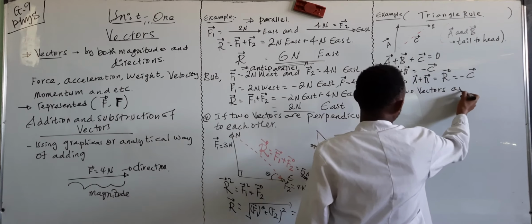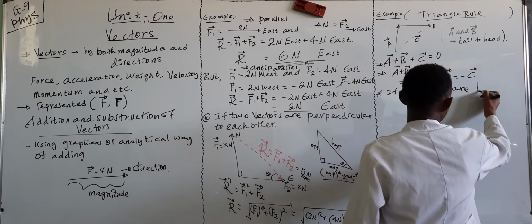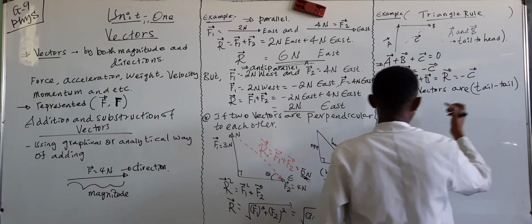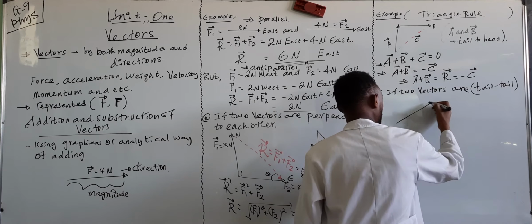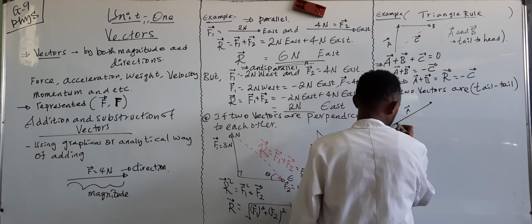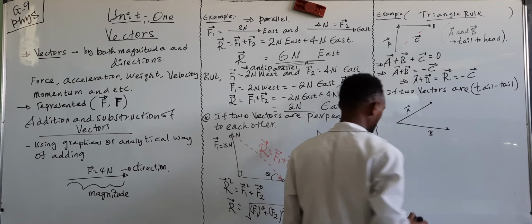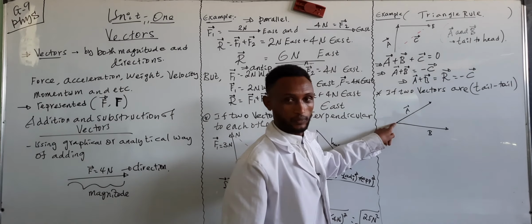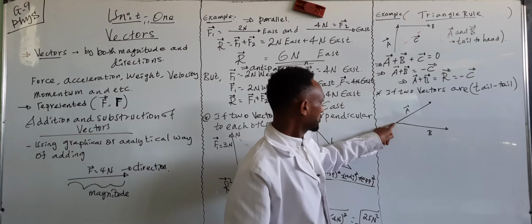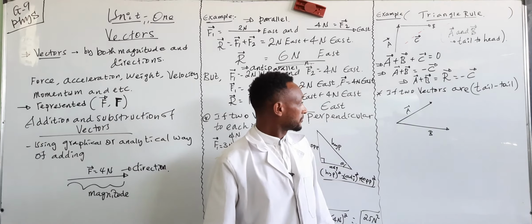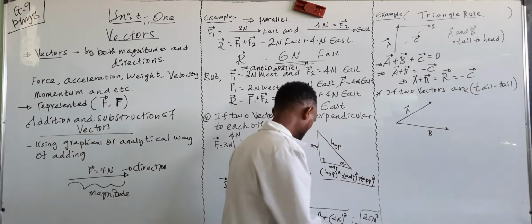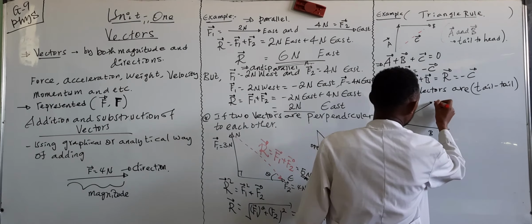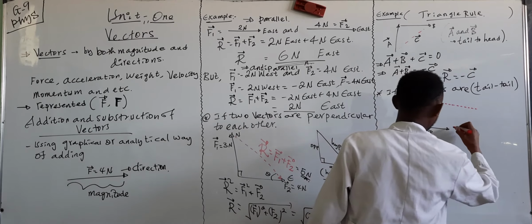If two vectors are combined with each other from tail to tail, assume that this one is vector A and this one is vector B, they are combined together tail to tail. In this case, we can use the parallelogram rule. Apply that.